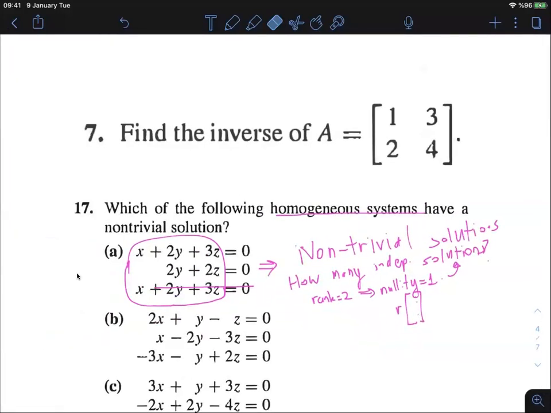Let's look at the second one. Does this system have non-trivial solutions? First of all, the first and the second row are independent, right? One is not a multiple of the second one. So the question is whether we can obtain the third row by using the first row and second row. If we can, then this system will have non-trivial solutions. If we can't, then no.